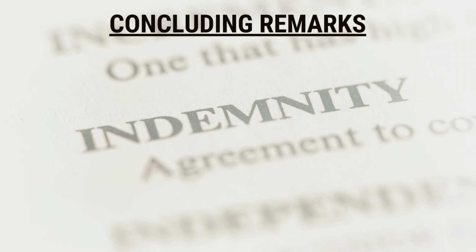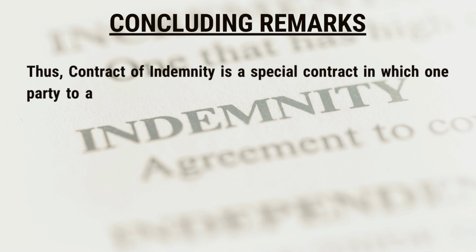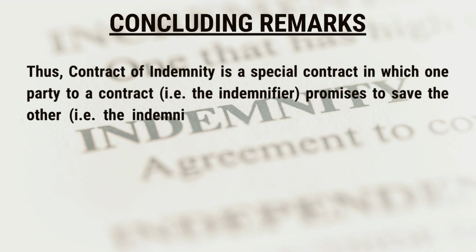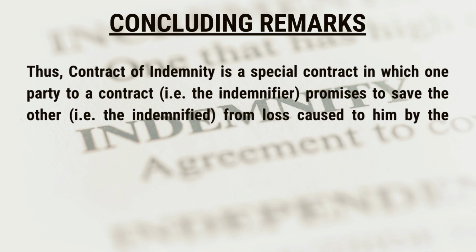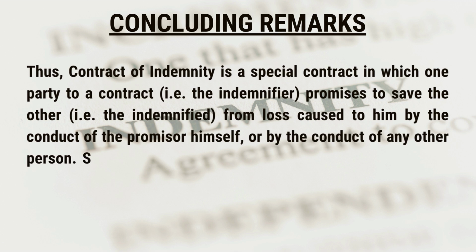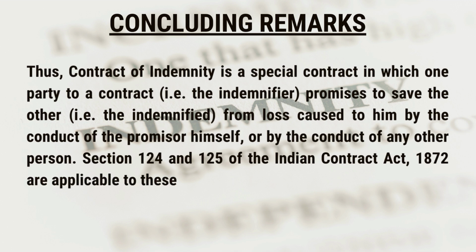Now I would like to conclude the topic of contract of indemnity. It is a special contract in which one party to a contract, that is the promisor or indemnifier, promises to save the other, that is the promisee or indemnified, from any loss caused to him by the conduct of the promisor himself or by the conduct of any other person. So these are the special contracts. And what are the different sections that are applicable? Section 124 and Section 125 of the Indian Contract Act 1872.